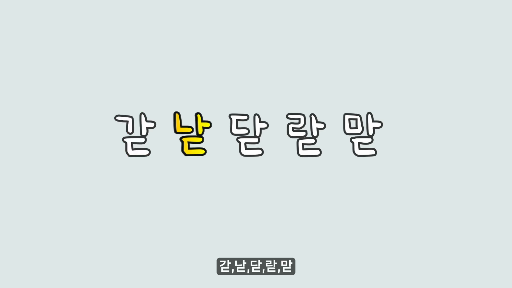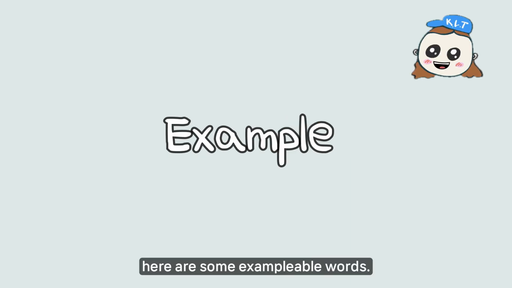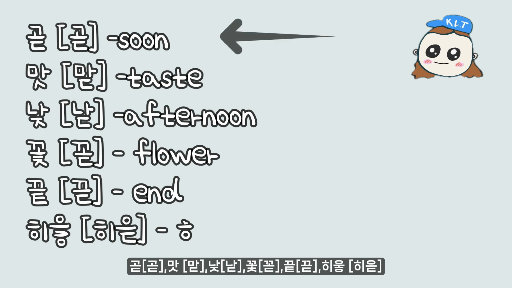갓, 낫, 닷, 랏, 맛. Here are some example words. 곧, 맛, 낫, 꽃, 끝, 히읗.